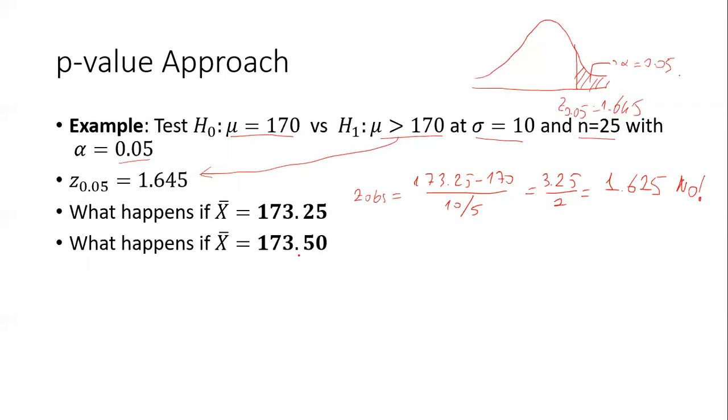So let's look at the average. Assume that the average of 25 students is 173.5. So there is a very little difference here. The z observed is now equal to 173.50 minus 170 divided by 10 divided by 5. That's equal to 3.5 divided by 2, which is equal to 1.75. Do we reject the hypothesis? Yes, we reject the hypothesis.